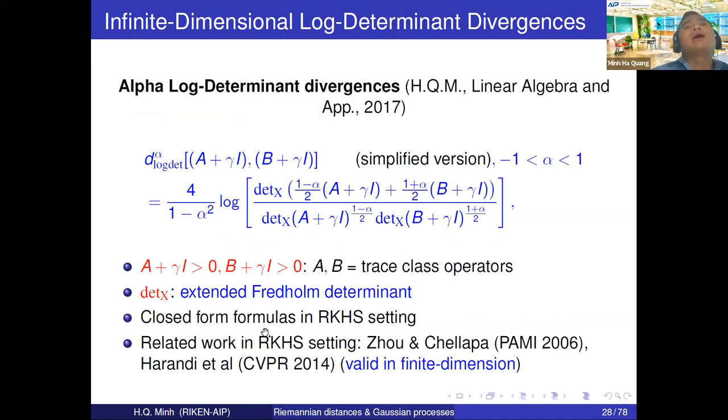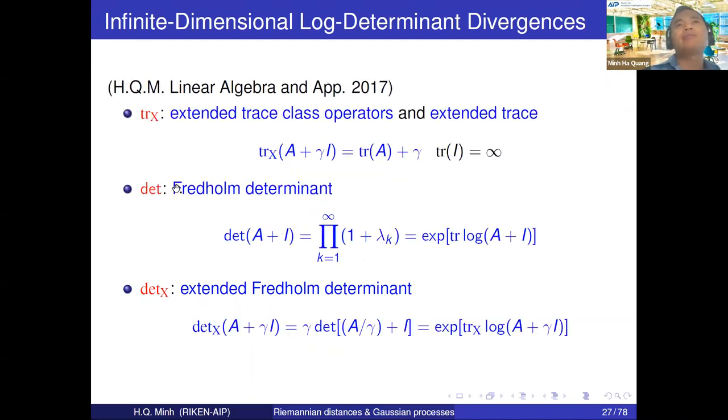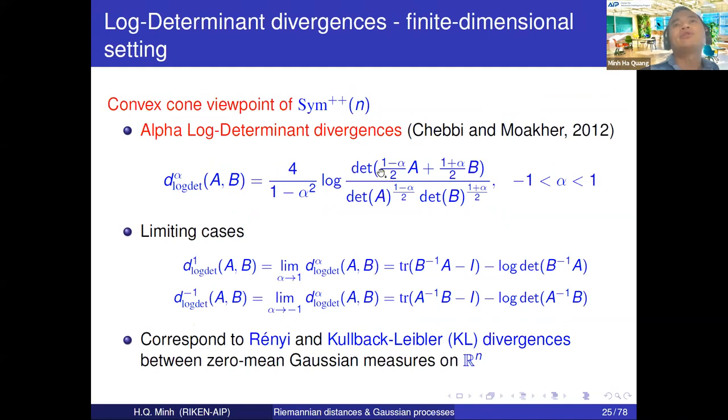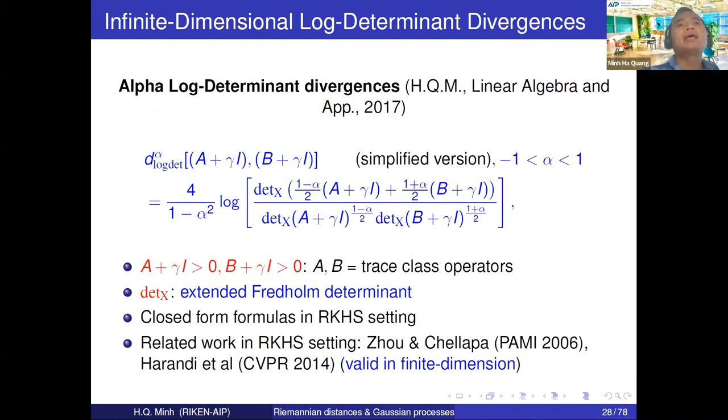Now, if we do this, then we can have an infinite dimensional formulation for the alpha log-determinant divergence. It's given by this formula. This is a simplified version, because here we have gamma I and gamma I; in general, this one is different, so the formula is more complicated. But in the setting where we have gamma I here and gamma I here, the formula looks very similar to the finite dimensional case. It has basically a very similar form.